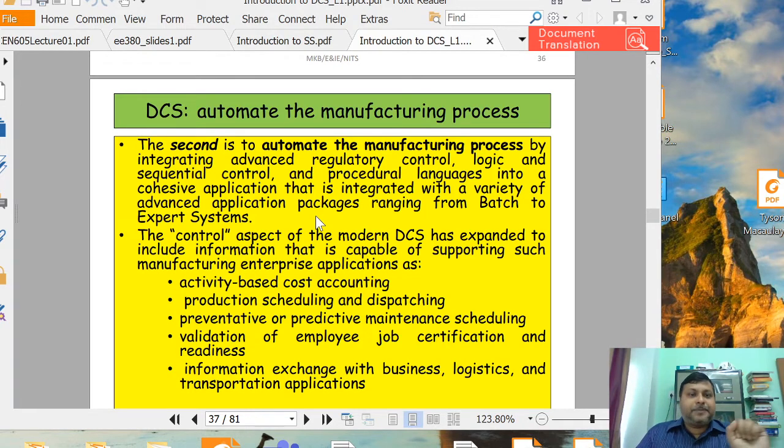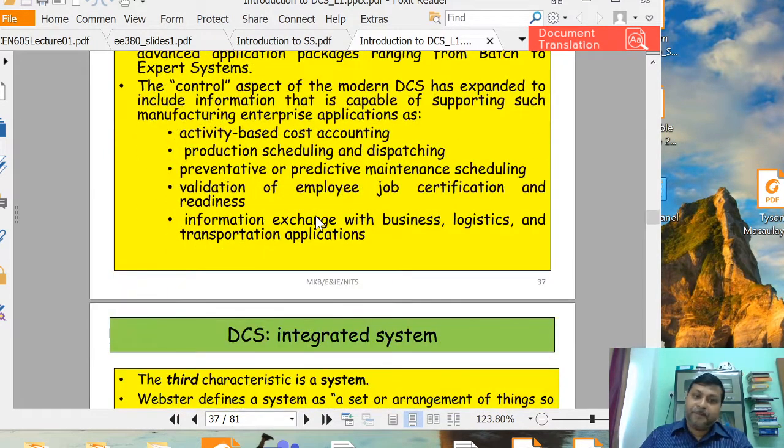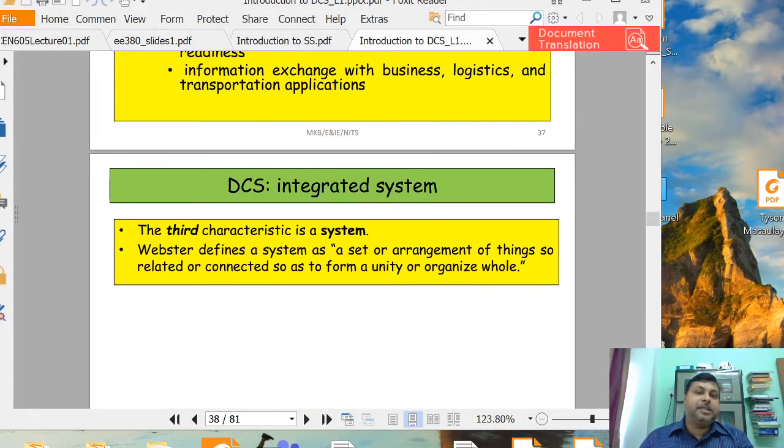The control aspect of the modern DCS has expanded to include information that is capable of supporting such manufacturing enterprise applications as activity-based cost accounting, production scheduling and dispatching, preventive or predictive maintenance scheduling, validation of employee job certification and readiness, and information exchange with business, logistics and transportation applications. And last is the integrated system.